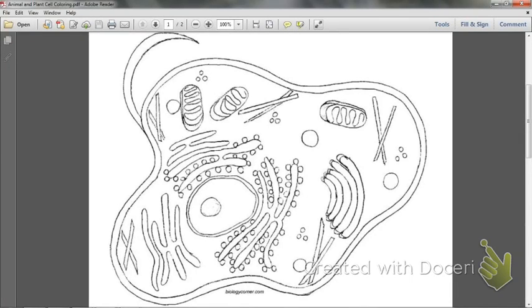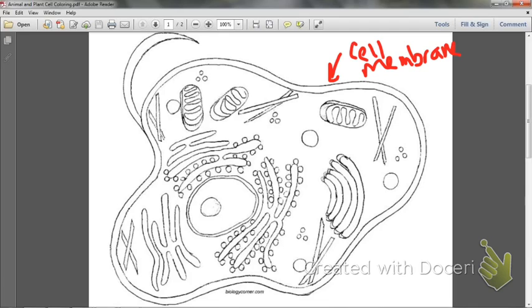Okay, let's label this animal cell together so that you can color it correctly when you color it today. Alright, so first off, let's label the cell membrane. Remember, the cell membrane is what surrounds the outside of the cell. So this outer part here should be the cell membrane. You need to be labeling this on your paper as you are watching the video.